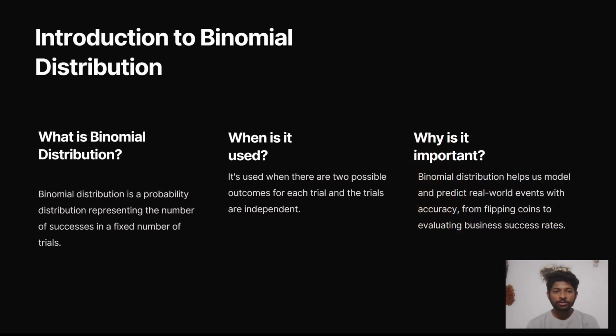So, the introduction to binomial distribution. What is binomial distribution? Binomial distribution is a probability distribution representing the number of successes in a fixed number of trials. It is used when there are two possible outcomes for each trial and the trials are independent. Why is binomial distribution important? Binomial distribution helps us model and predict real-world events with accuracy, from flipping coins to evaluating business success rates.